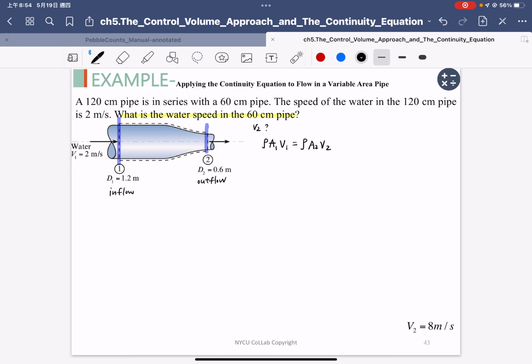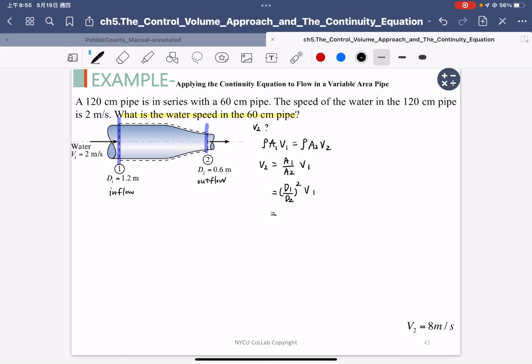Because the unknown parameter is V2, I keep V2 on the left-hand side, and that equals A1 divided by A2 multiplied by V1. Because this is a pipe, the cross-section area is pi over 4 times d squared. So the cross-section area ratio can be rewritten as diameter 1 divided by diameter 2, squared, multiplied by V1. So we go back to see the question.